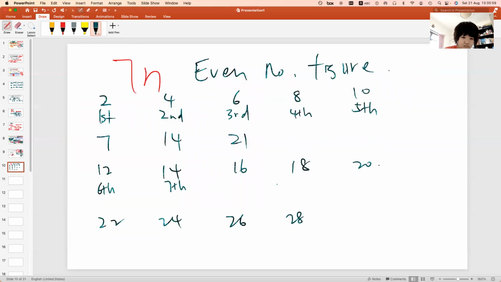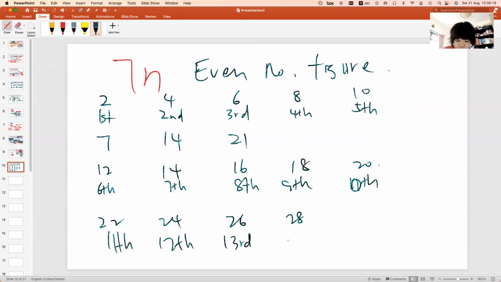Yeah, 28. So you need to figure out 28 is the what? So 5th, 6th, 7th, 8th, 9th, 10th, 11, 12, 13, then 14. So basically you input 14 into it. So 7 times 14. 7 times 14 is 98.